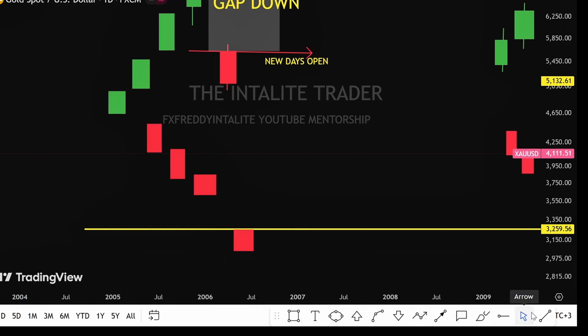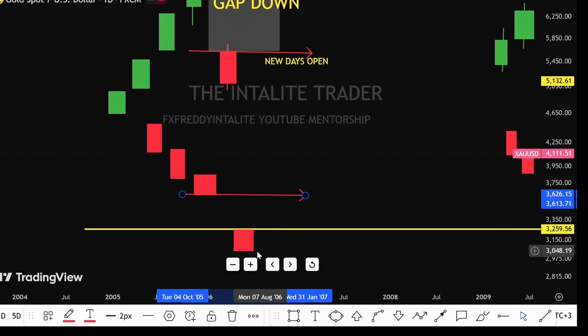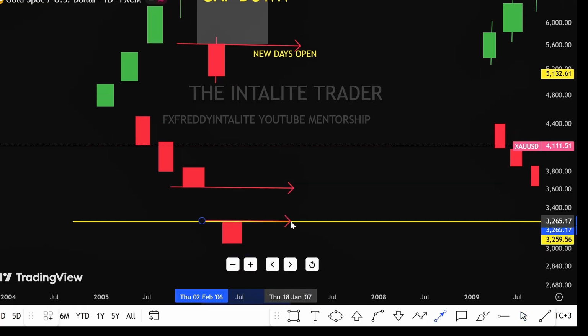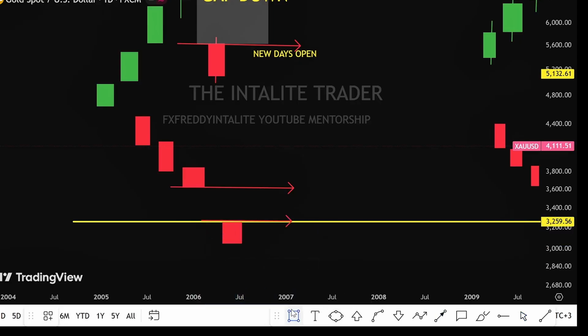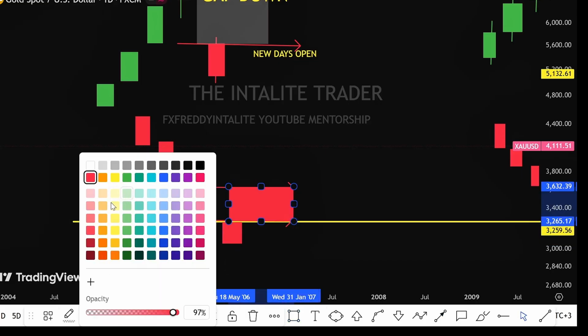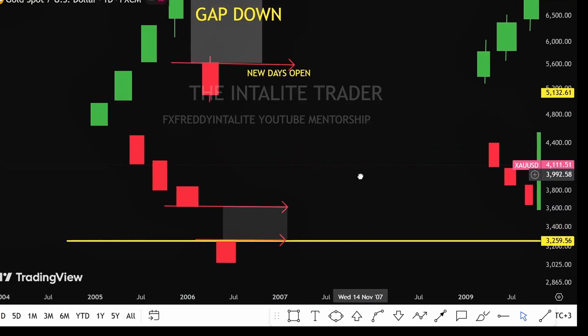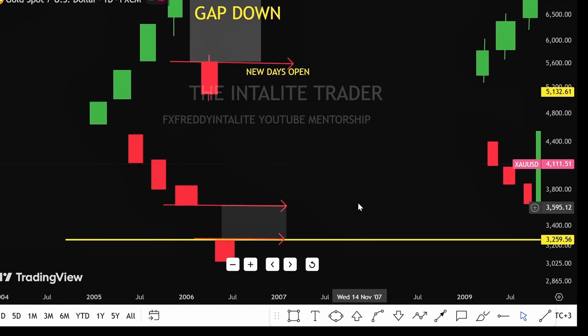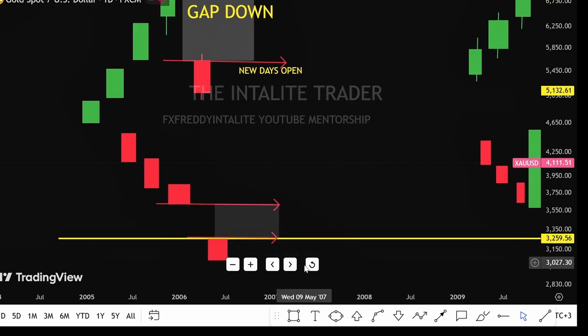If you mark the previous day's closing price, which is this, and the new day's opening price, you're going to have this imbalance, or you're going to have that gap. Now, when there is a gap down into a key level, it means this asset gapped down, it priced itself cheaper, and there is a possible trend reversal.